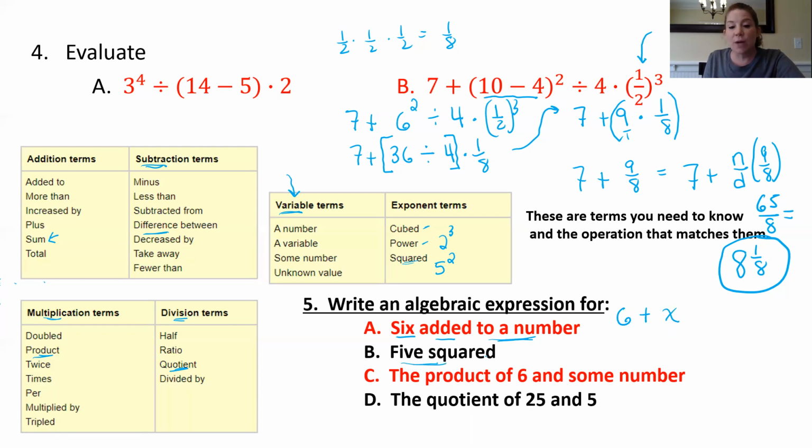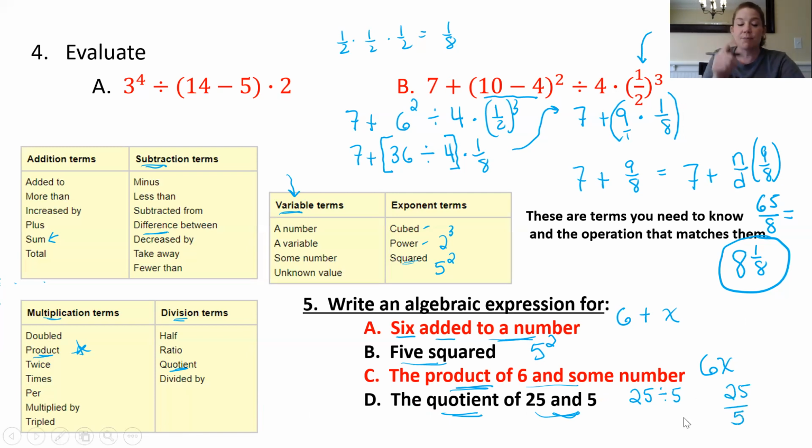This is 5 squared. That one was easy. The product of, so product of course means to multiply, 6 and some number. So 6 times a number, 6 times X. I just squish those together and that represents multiplication. And then D says the quotient of 25 and 5. So I'm dividing 25 by 5. Or I could write it this way as well, the quotient of 25 and 5.